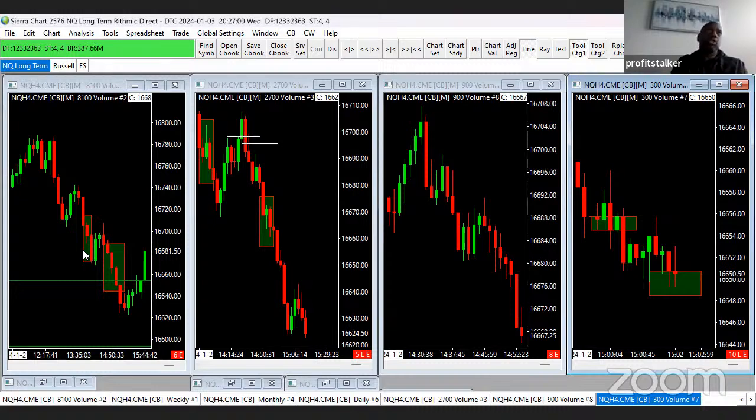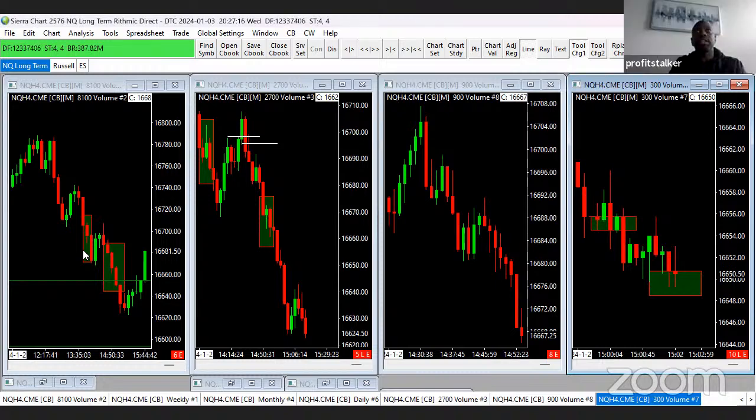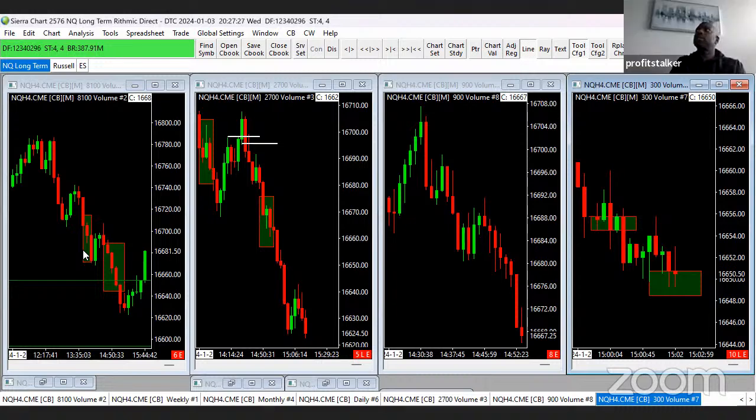The four reasons to take a trade are lower high, higher low, divergent higher high, and divergent lower low. That's the only thing I'm looking for on the 8100. Then I move over to my 2700 to ensure that my momentum is going to the downside. And then I wait for an opportunity.